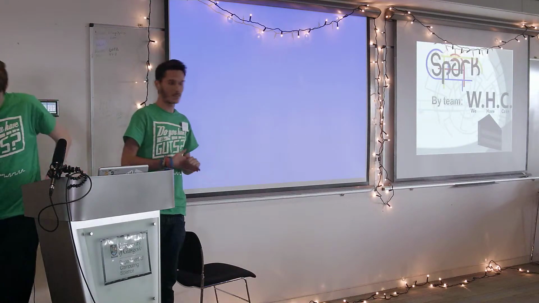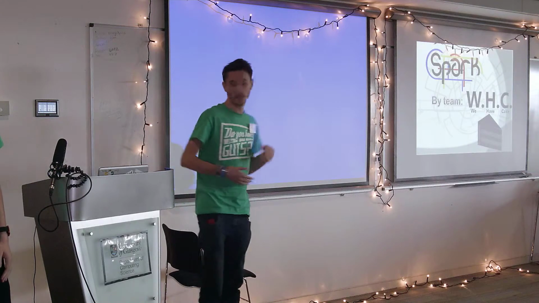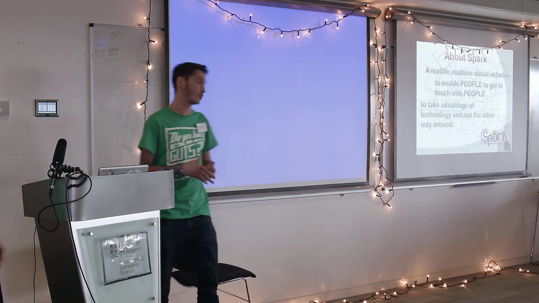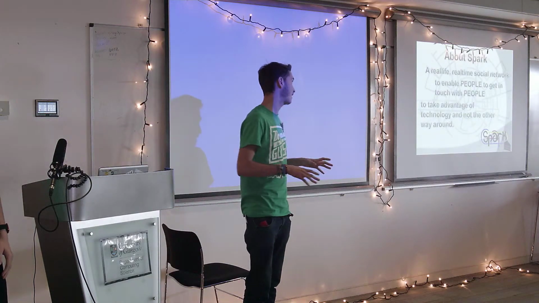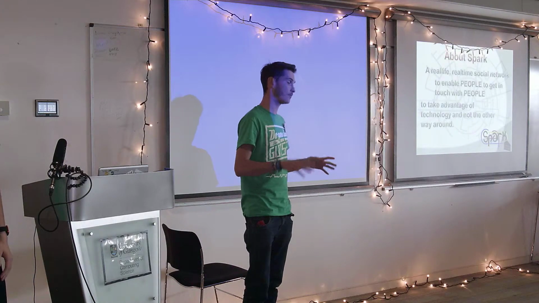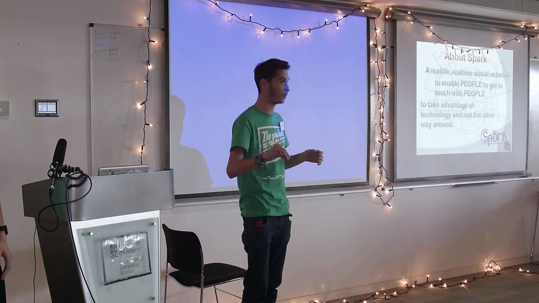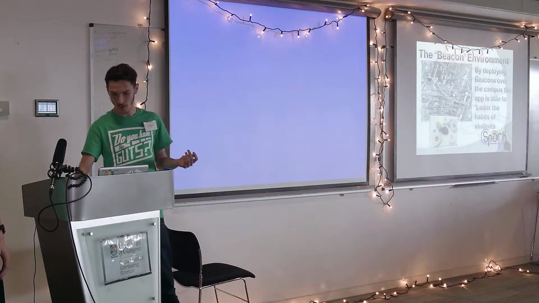So our project was called Spark, and we tried to make a real-time social network. What does that mean? It retrieves real data live about people and is a social network to enable people to get in touch with people. It's not about scrolling down through your notification feeds. How do we do that?